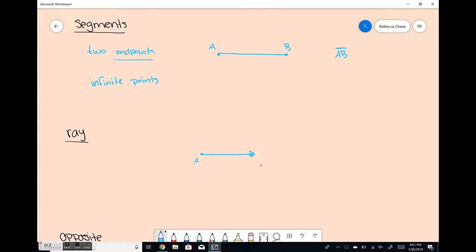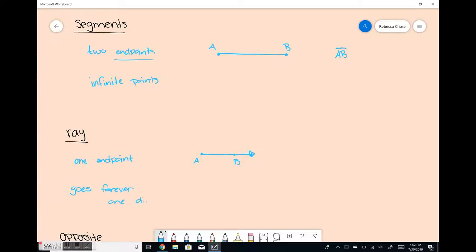All right, so since it's still a line, it's still an infinite amount of points, but the difference between a ray and a segment is that instead of having 2 endpoints, a ray only has 1 endpoint. And if it only has 1 endpoint, that means it goes forever, but only in one direction.